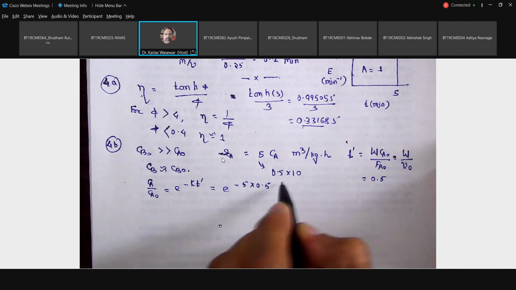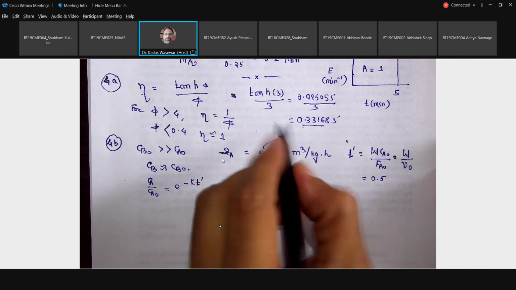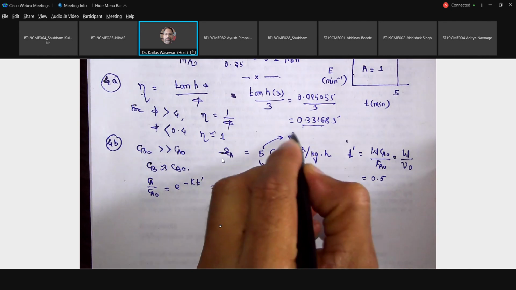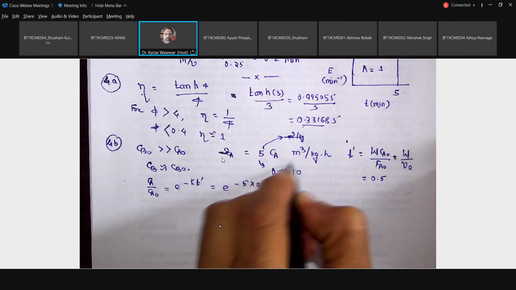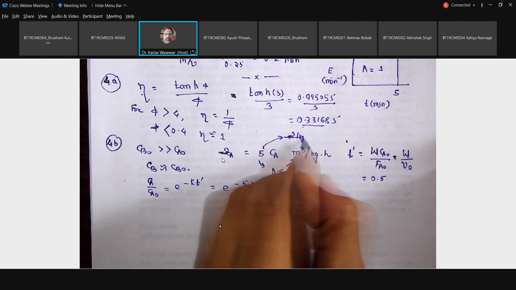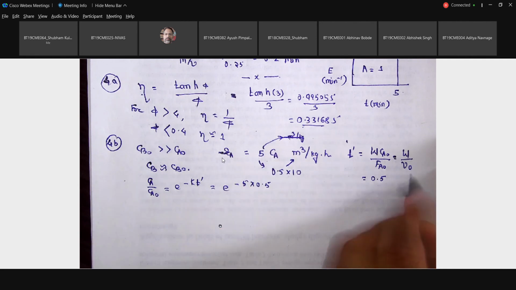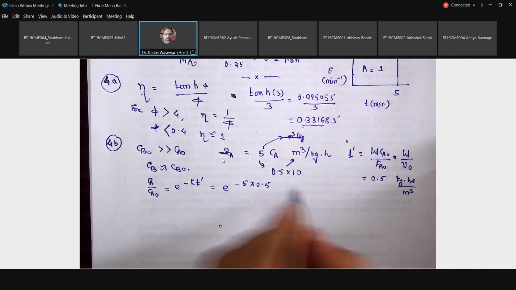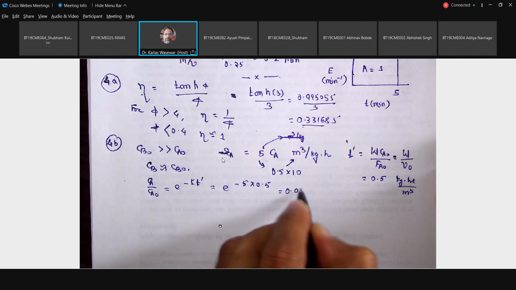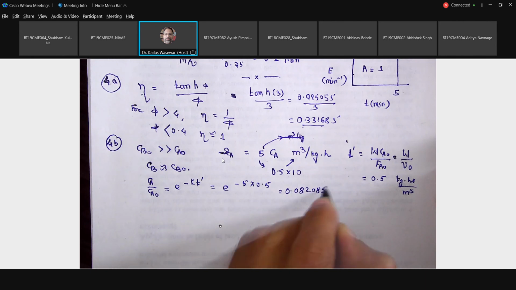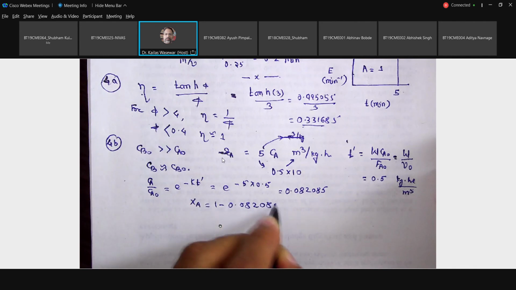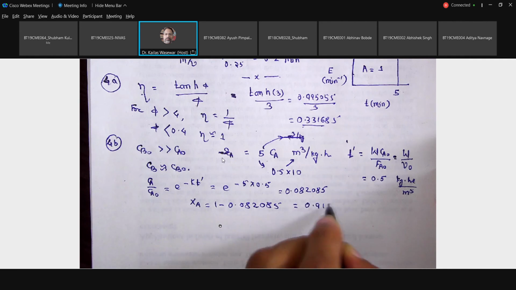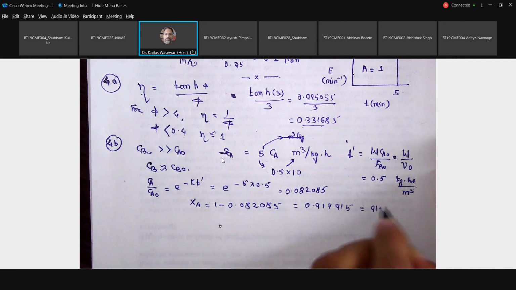This 5 has the unit of meter cube per kg hour. Sorry, I have already mentioned it. So the inverse of this will be the kg hour per meter cube. This will be the unit for this. So by solving this one, you may reach 0.082085. So XA will be 1 minus 0.08208, fine, 4 digits, 0.917915. So it will be 91.79%.